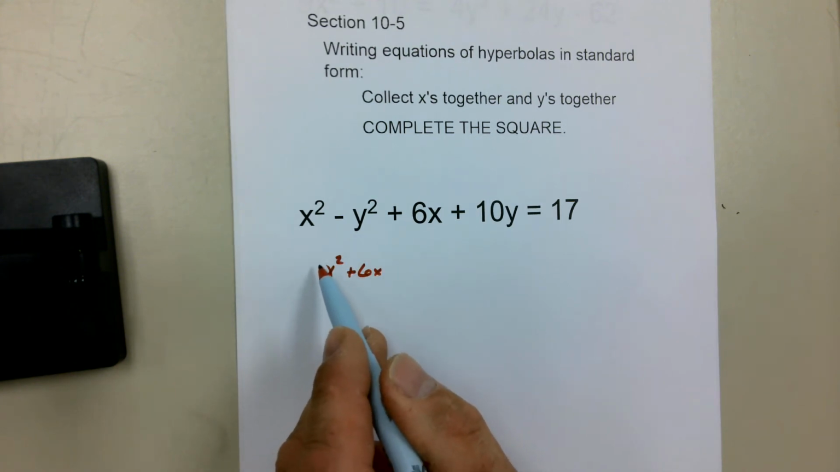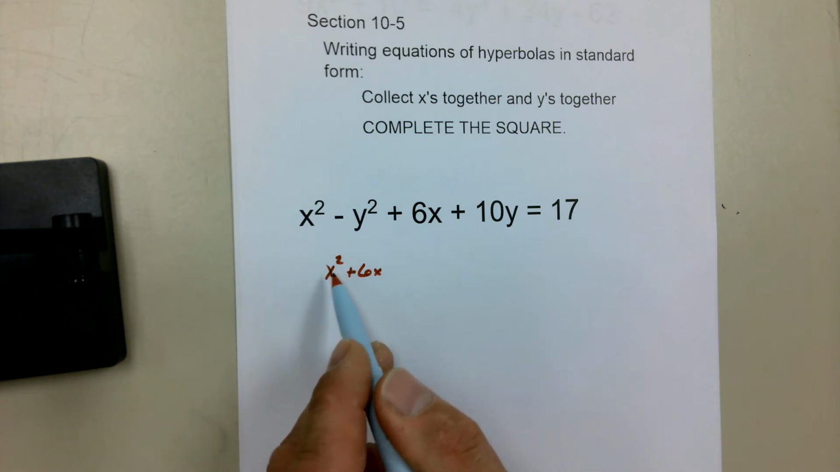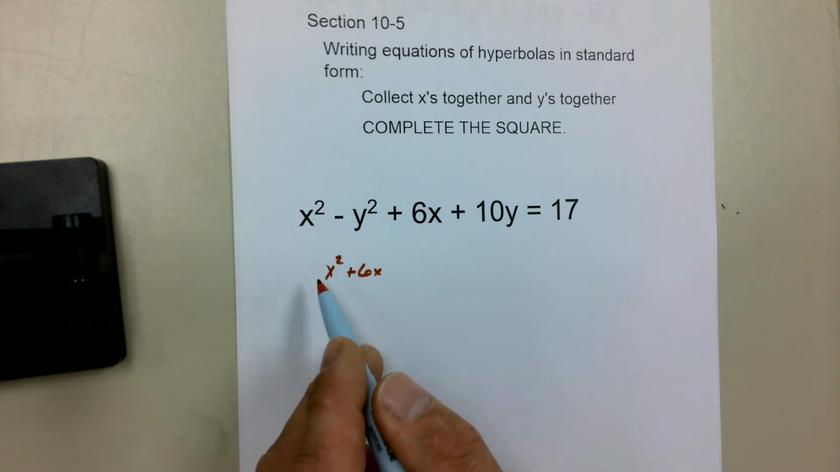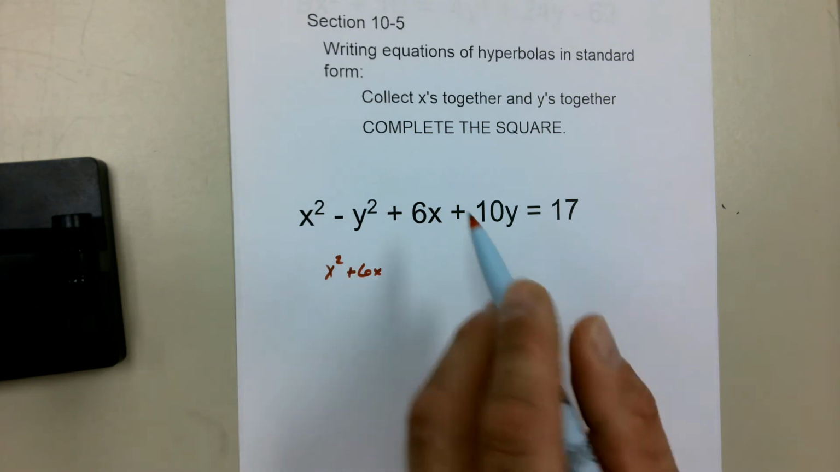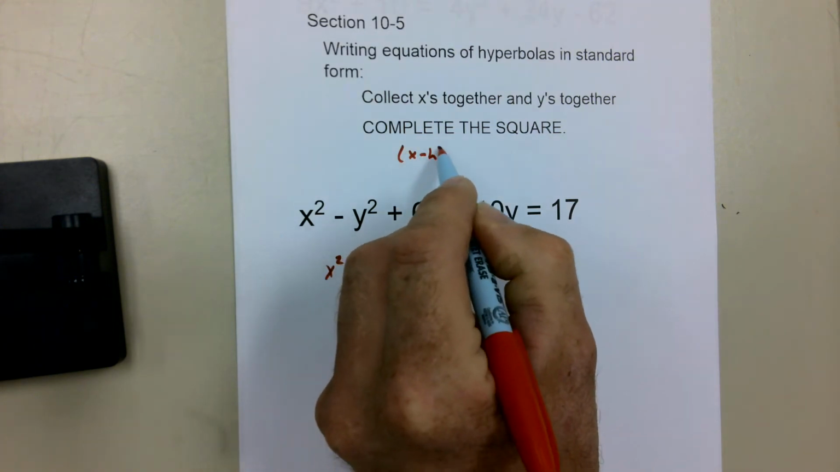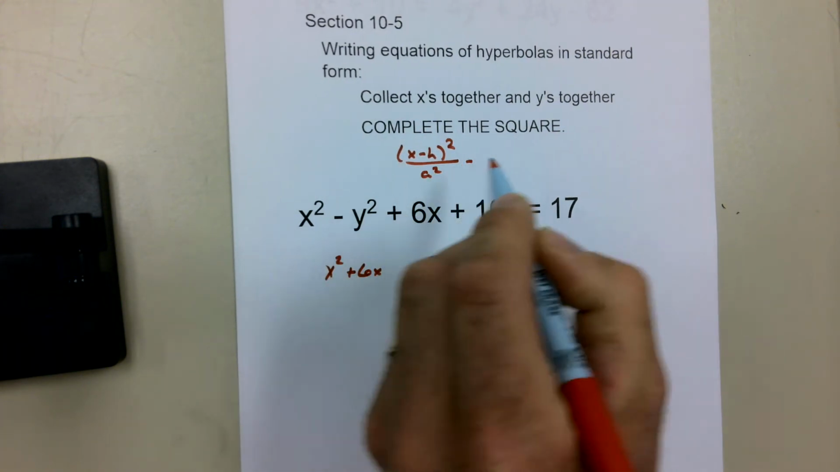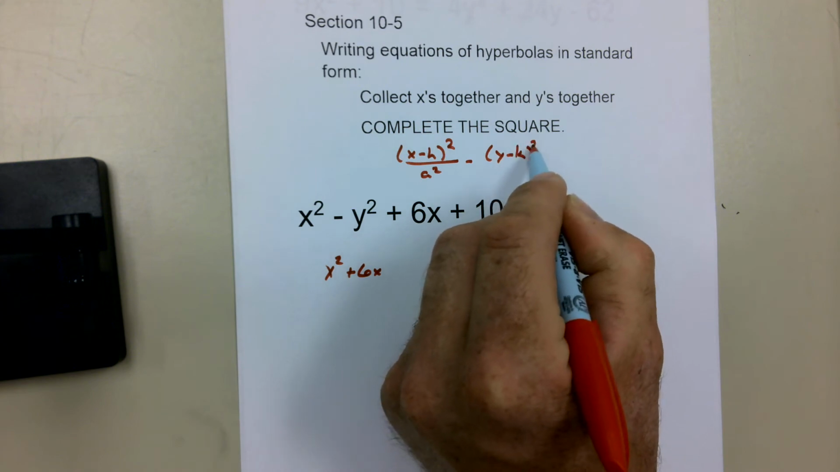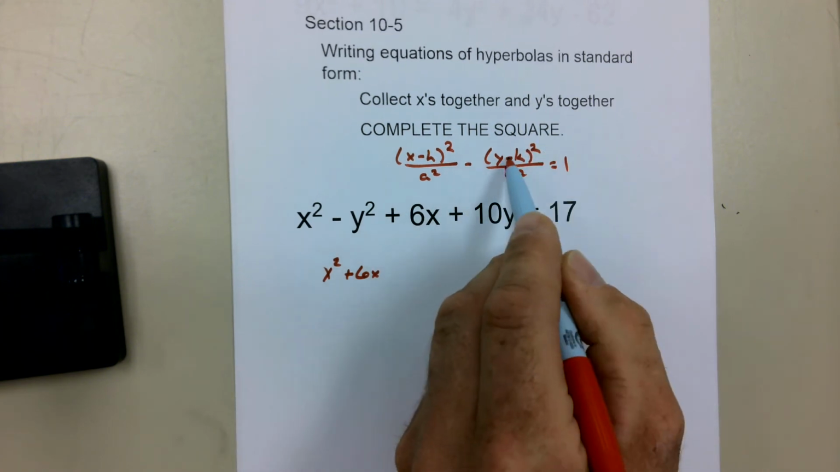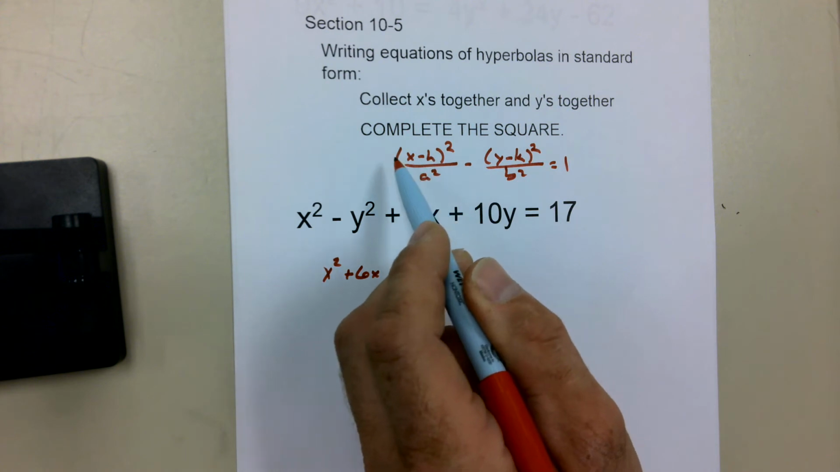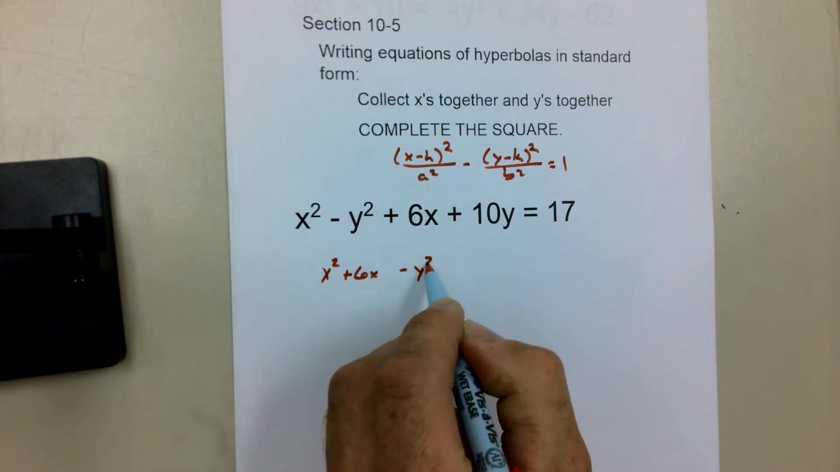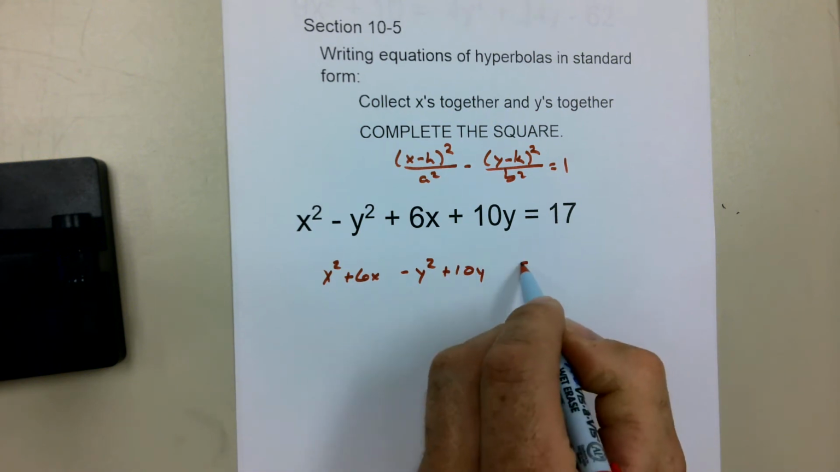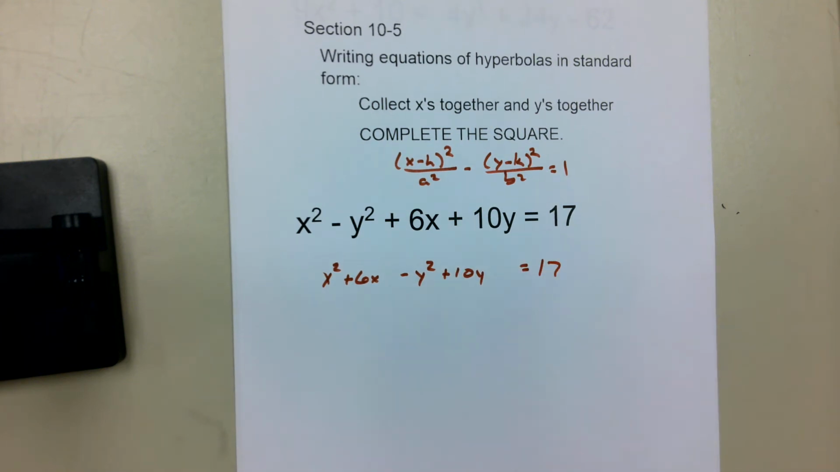So the first thing I'm going to do is bring my x's together. Since my x squared is positive, I want that to be first, because when I factor this, I want to have that positive term be our first term, then minus our second term. Remember, our general form is (x minus h) squared over a squared minus (y minus k) squared over b squared equals 1, or our y's and our x's could be switched. But we always want that first term to be positive as we do it. So I'm going to bring my y squareds together, and then equals my number, 17 in this case.